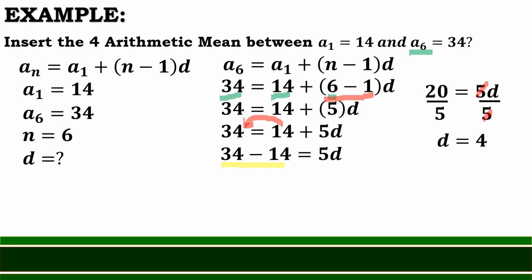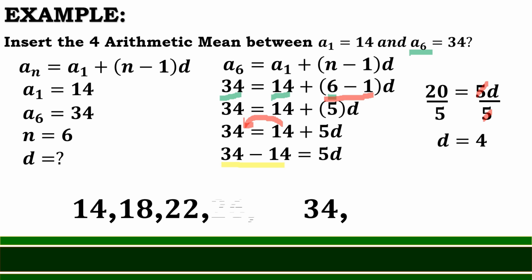So, kung ang d natin ay 4, what will be the 4 arithmetic mean? Kung ang first term natin ay 14, insert natin yung 4 na arithmetic mean by adding the first term and our common difference. So, 14 plus 4, we'll have 18. 18 plus 4, we have 22. 22 plus 4, you'll have 26. 26 plus 4, you'll have 30.